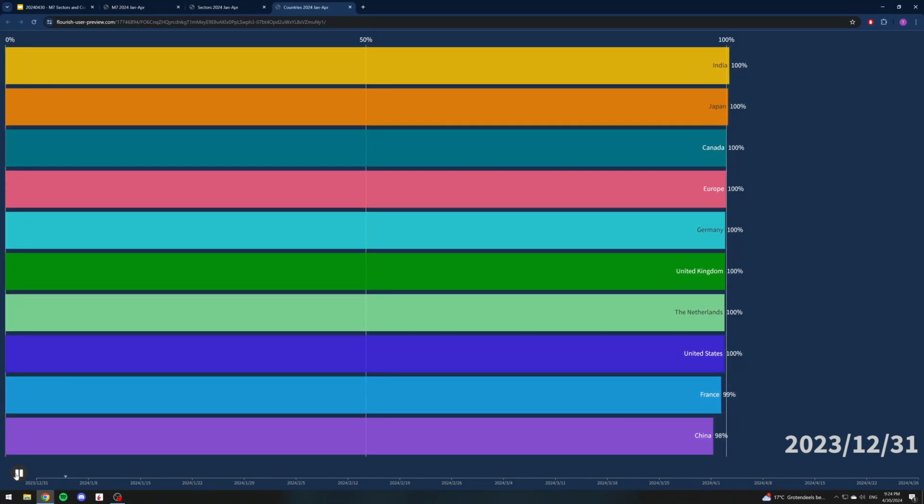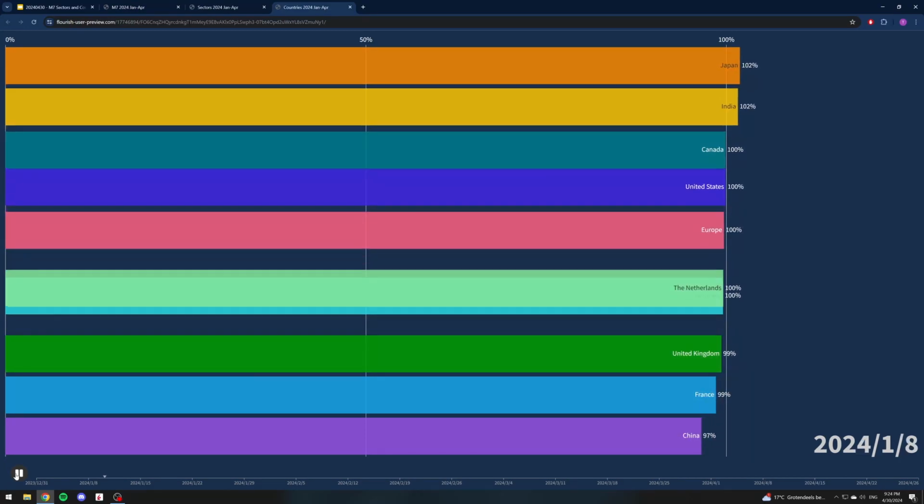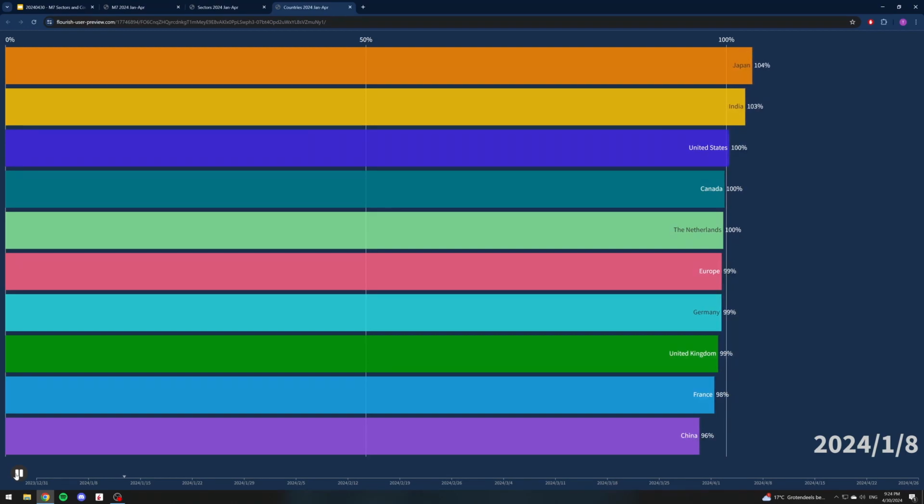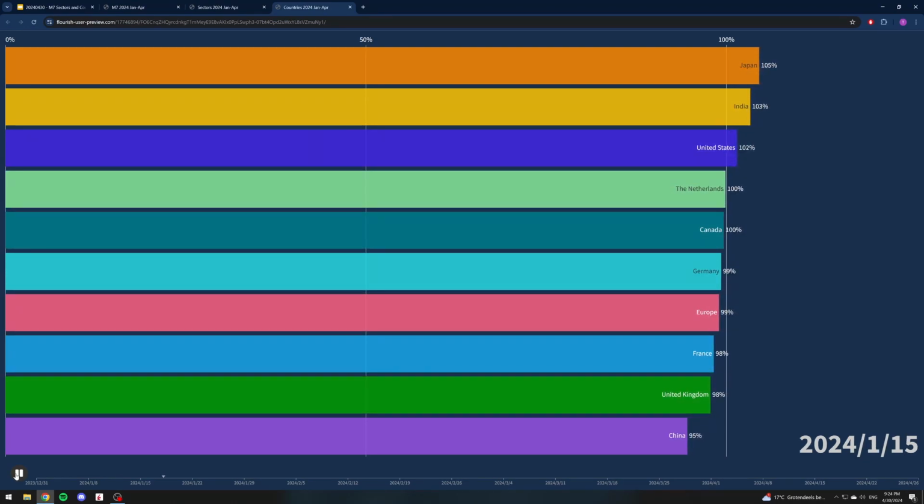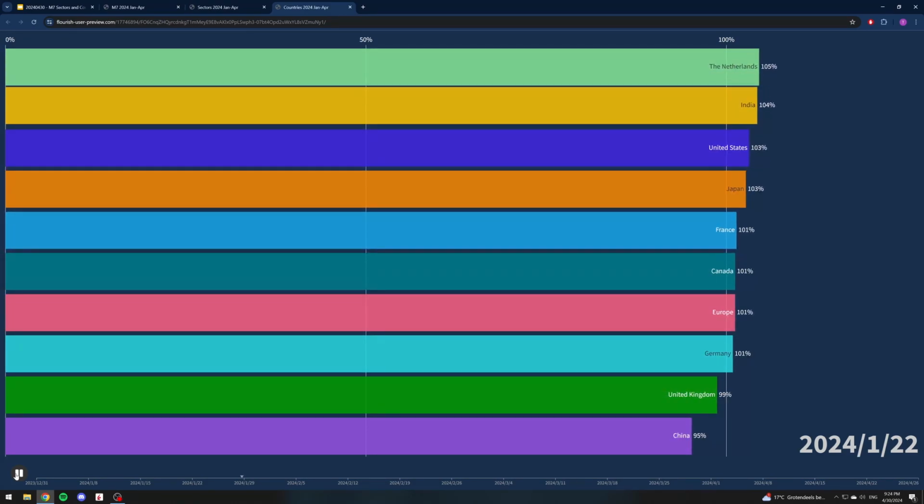You can see directly that China is going down. It started at 100%, just like the others, but is now at 97%. And you can see Japan and India taking the lead. The USA is also slightly going up, while the others are at or just below 100%. Especially China is underperforming. It's at 93%, while India and Japan are still on top.